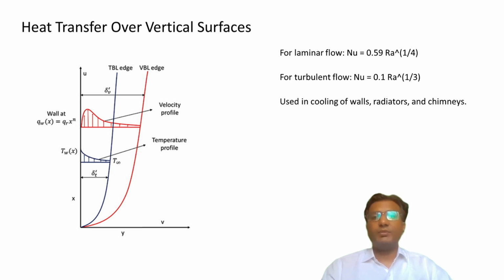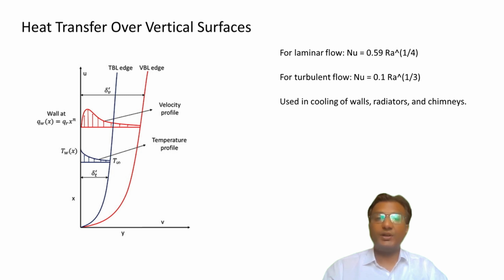Nusselt number is given by Nu = 0.59 Ra^(1/4), indicating moderate heat transfer. For turbulent flow, when the Rayleigh number value is more than 10^9, the Nusselt number is given by 0.01 Ra^(1/3), reflecting the enhanced heat transfer due to stronger convection currents.